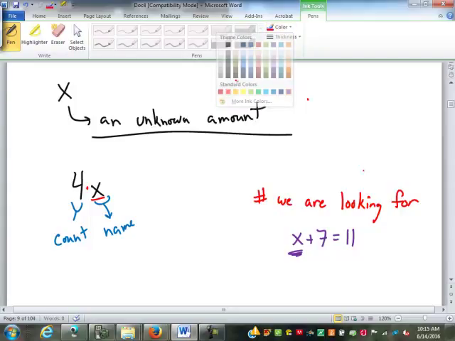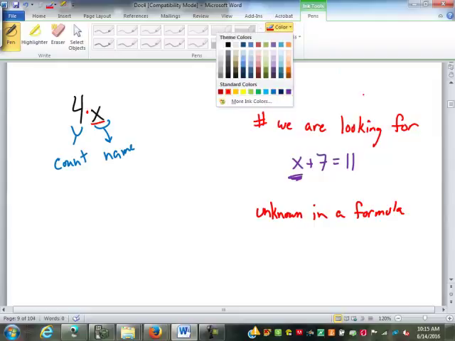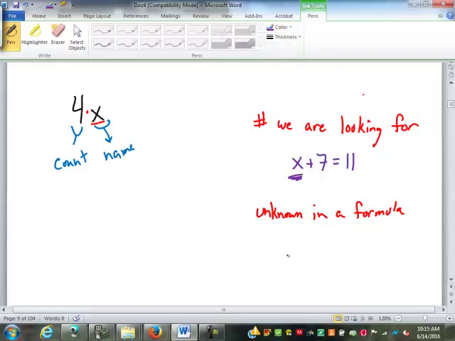Or it can serve as an unknown in a formula. For example, your pay equals your hours times your rate. So there we have P, H, and R. Those are all variables, all letters. They can take on any value according to the situation. Now, their values are related. Once we know the value of 2 of them, the third one is calculated.